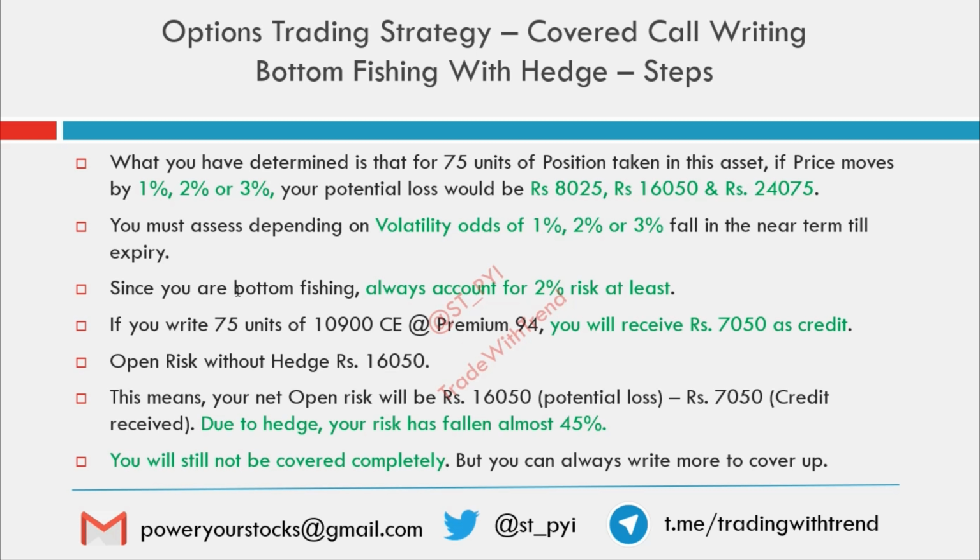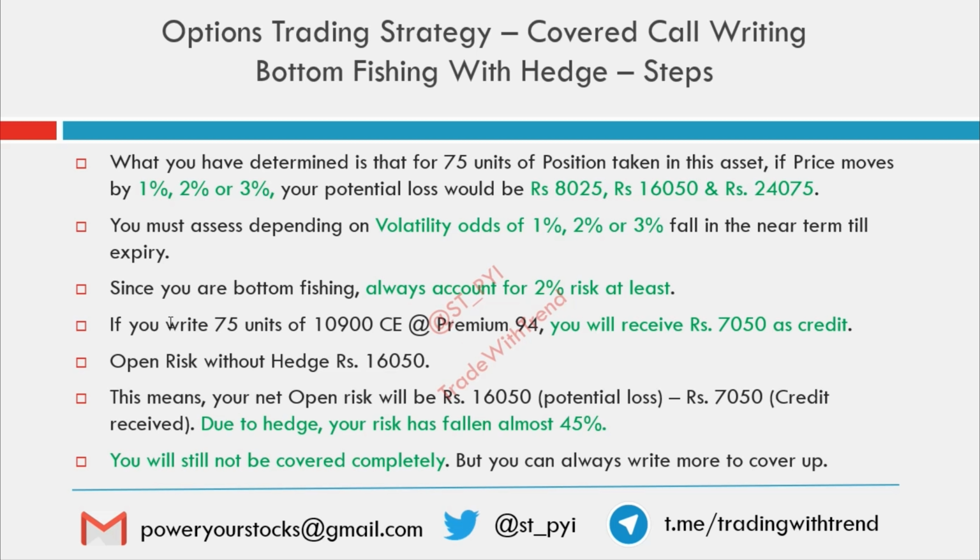So in this particular example, what I've done is I've assumed that volatility is somewhere between 16 to 17 and 18 when it comes to the VIX index, and I've accounted for 2% risk. So if I have bought 75 shares of a stock which is at 10,700, I stand to lose 16,000 rupees if it goes down by 2%. So now I need to create a hedge for myself so that I can bring down this overall risk.